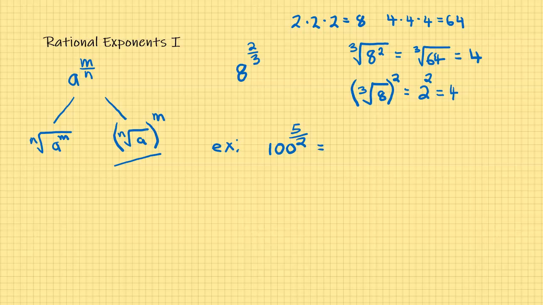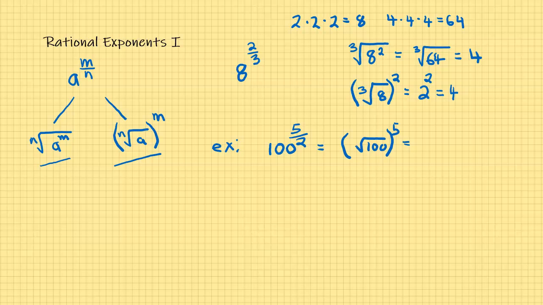So this is equal to, according to this method right here, parentheses, the square root of 100 to the 5th power. So I chose this method because I have to find the square root of 100, which is easy. I know that's 10. If I had used this method over here, I would have had to find the square root of 100 to the 5th power.